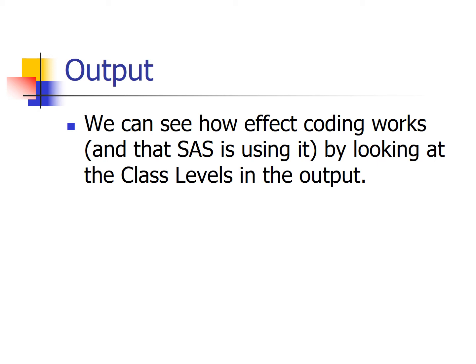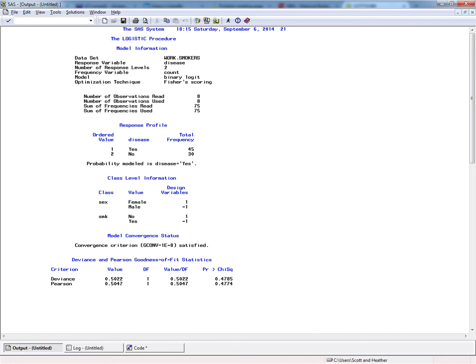We can see how effect coding works, and also see that this is in fact what SAS is using by looking at the class levels section of our output. So here's our output. We looked at that thing in the top where it said probability modeled as disease equals yes. We looked at the goodness of fit tests at the bottom, and notice sandwiched between those is class levels.